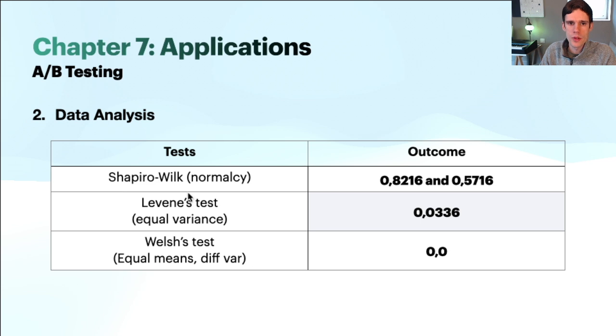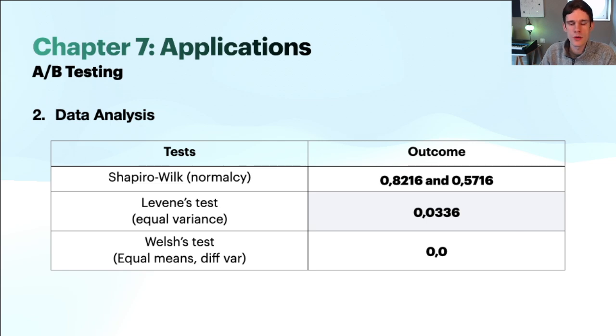So for the Shapiro-Wilk test for normalcy, we had a p-value of 0.82 for sample 1, the test group, and 0.57 for the control group. So both very large p-values, so both samples came from a normal distribution, and we can continue with the parametric tests. Now Levene's test, which tested for equal variances, gave a p-value of 0.03. This is smaller than 0.05, and thus we have to conclude that these two samples are representative of populations that have different variances.